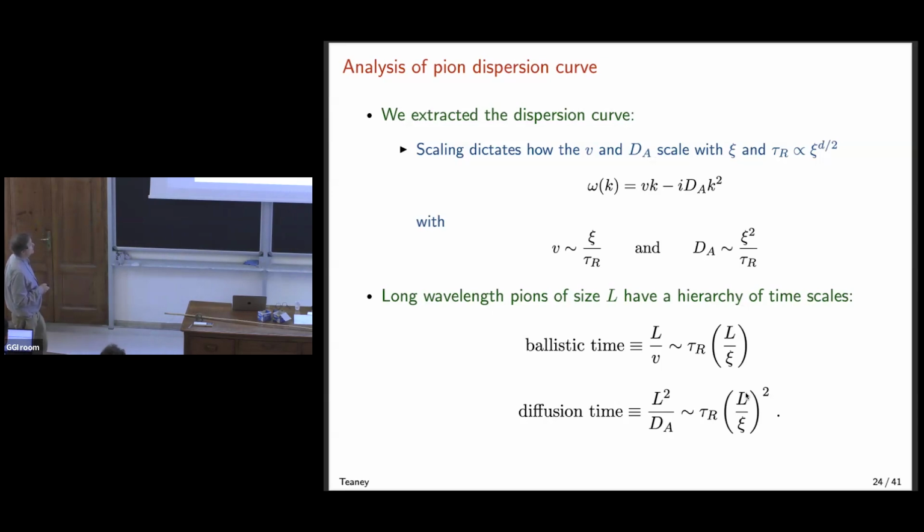So if you have this distance, you have one time scale, which is L, the distance divided by the velocity, and that scales like tau r L over c to the power 1. Whereas the diffusion time, how long it takes to destroy the pion, scales like L squared over dA, which goes like tau r L over c to the power 2, right? And so if L is much larger than c, for very long wavelength pions, you have a real distinction between the propagation time of the pion versus the damping time of the pion.